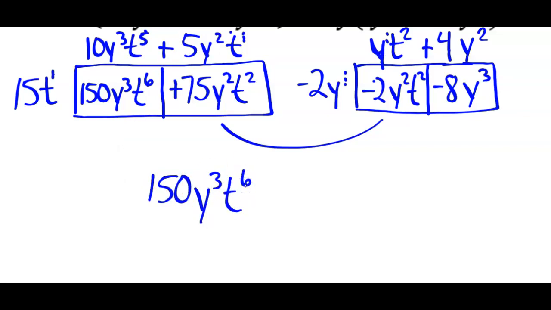So this is how I do it if I am not doing a line and add. Okay, if I would have been aligning and adding, I would have had this answer. And then underneath there would have been this, because they're like terms. And this minus 8y cubed would have been hanging out the outside. Okay? So when I combine 75y squared t squared with negative 2y squared t squared, I'm going to get positive 73y squared t squared.